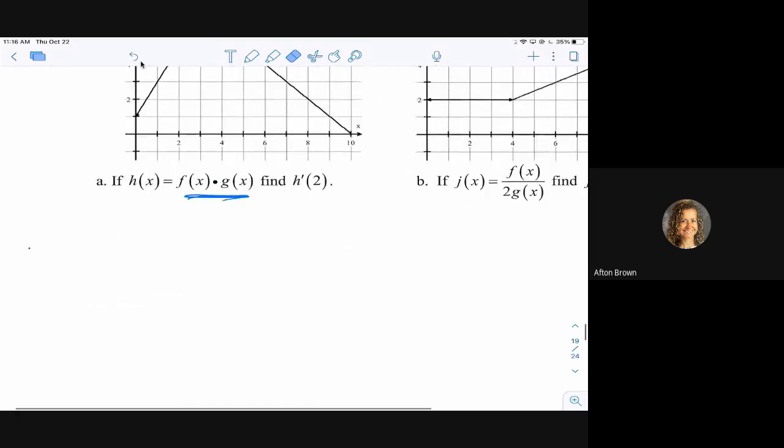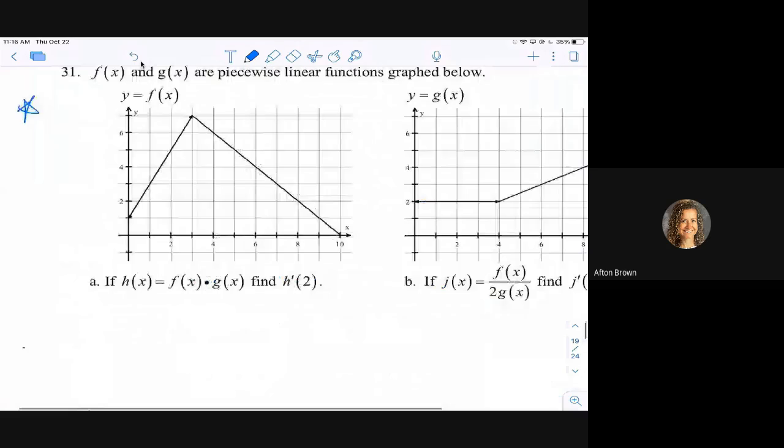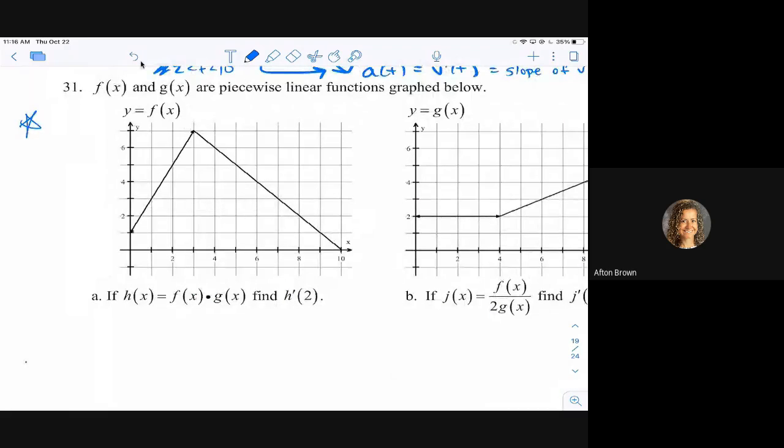Will the product rule be on the quiz? Yes, I promise you. Motion, product rule, quotient rule, and those derivatives that we wrote at the beginning: sine, cosine, e, and ln. Okay, so product rule. This is the first, this is the second.